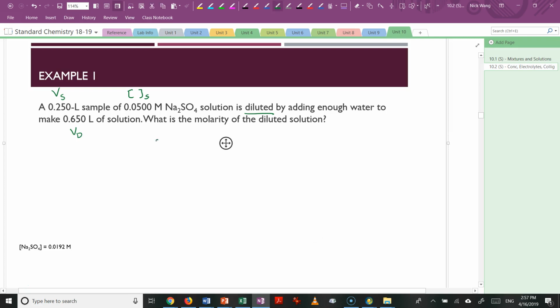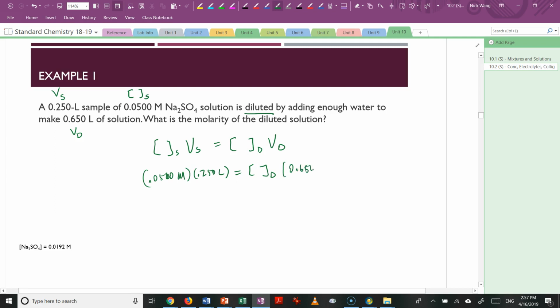So here we go. We know that the concentration of my stock solution times the volume of my stock solution is equal to the concentration of my diluted solution times the volume of my diluted solution. Again, we know this is valid because the result of these numbers gives you the same mole amount. We have not changed the amount of particles that are dissolved, just the volume that they're dissolved in. So we plug in the numbers that we know. We have 0.0500 molar of my stock times the 0.250 liters. That's equal to whatever this value is, that diluted solution concentration, times the volume of my diluted solution, which is 0.650 liters.